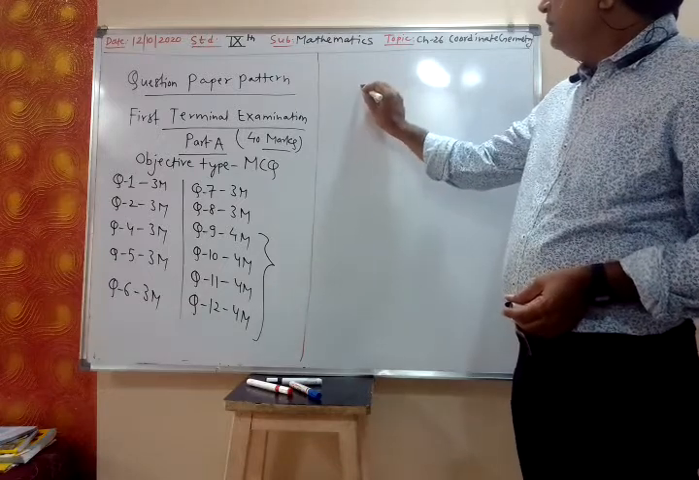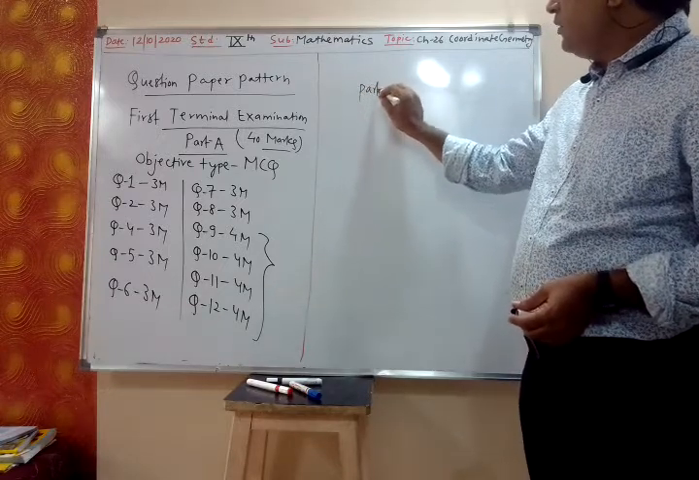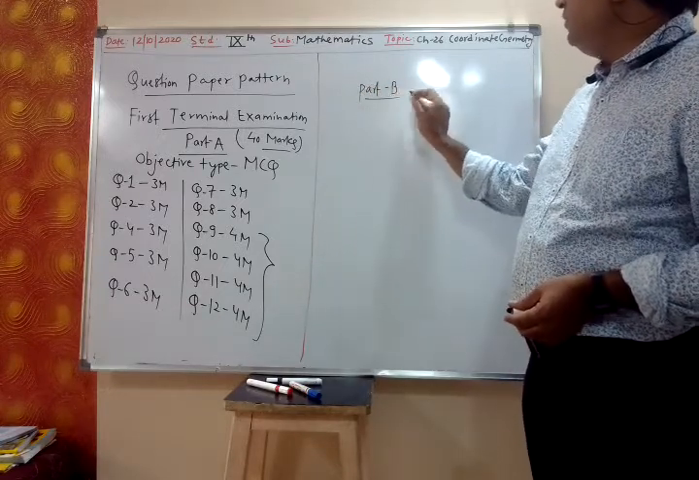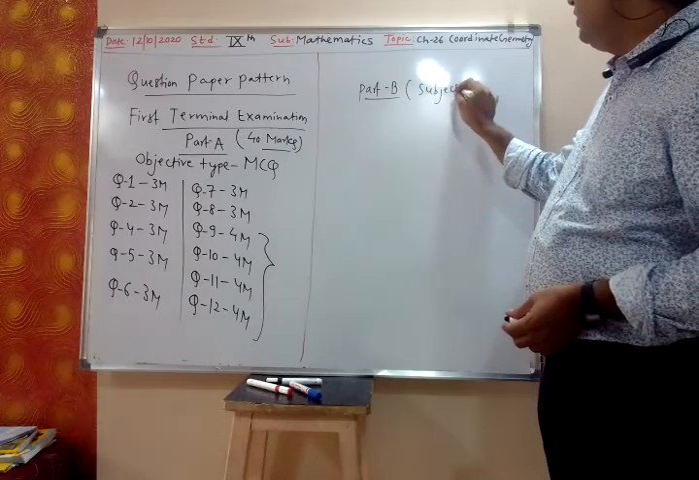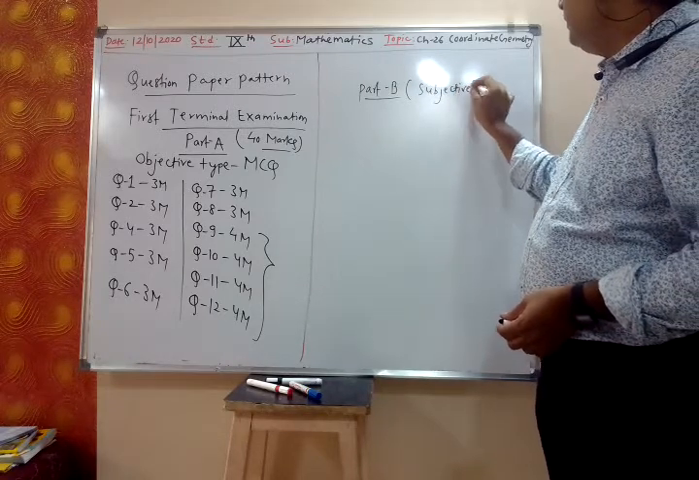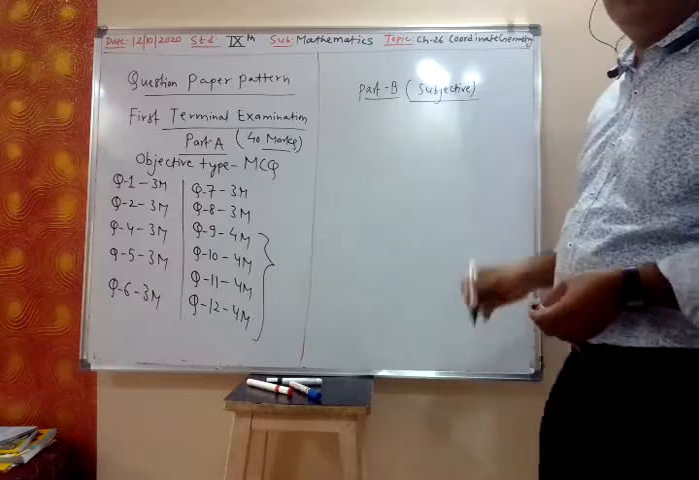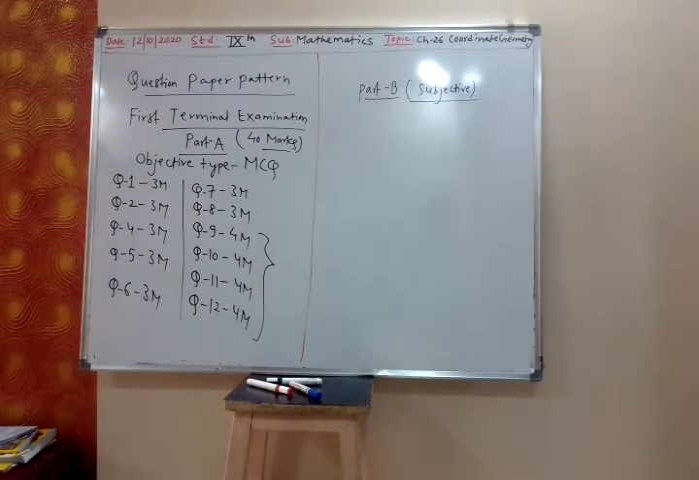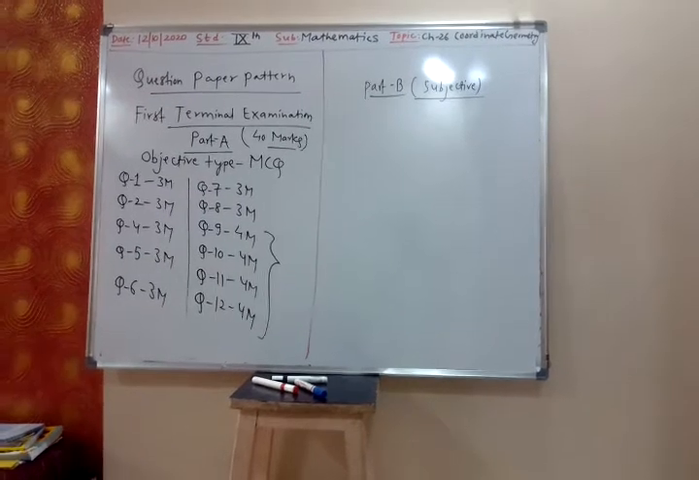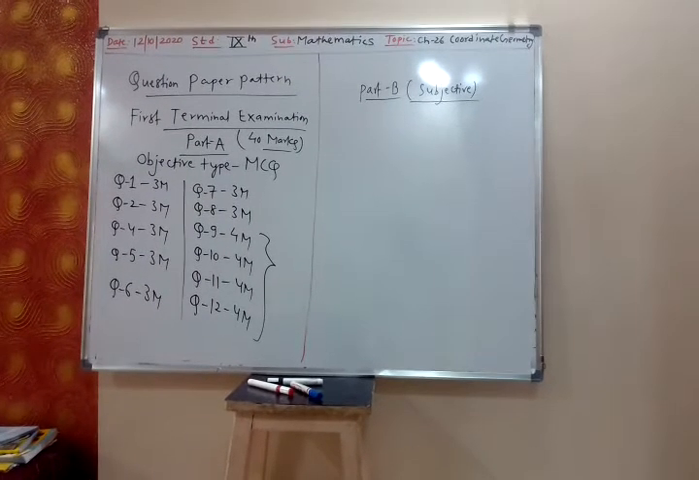Then part B will be subjective type. Subjective type means you have to write down the solution on the paper and upload that. Take the photograph and upload that.